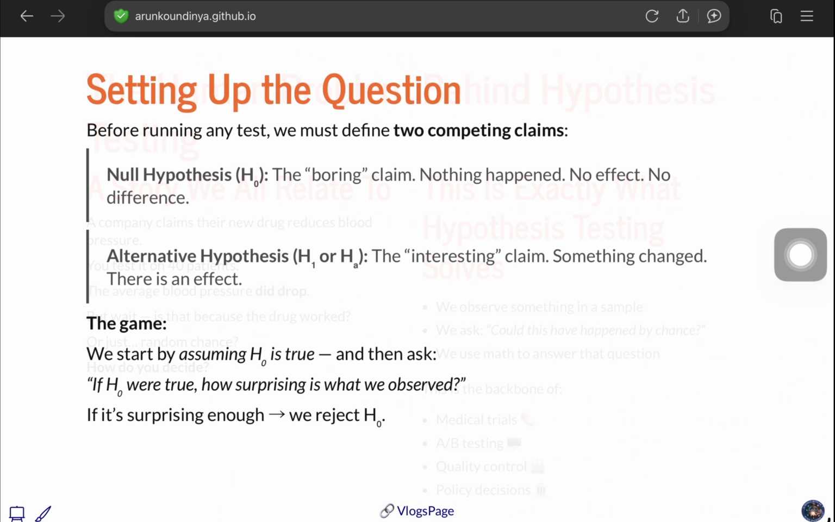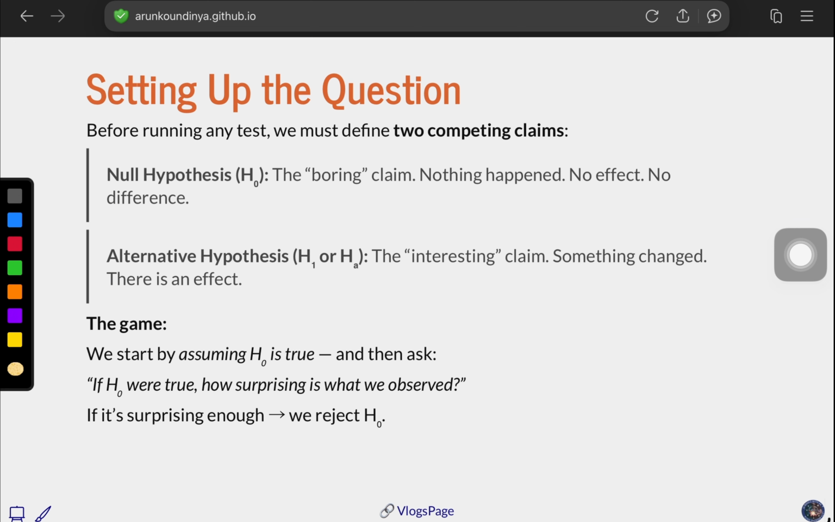Beautiful, right? Now let's understand what hypothesis testing is. By all means, there are two hypotheses: the null hypothesis and the alternative hypothesis. The null hypothesis says that nothing has happened, there is no difference. It means we have introduced the drug, we have tested on 40 samples, and the null hypothesis says that the drug has no effect.